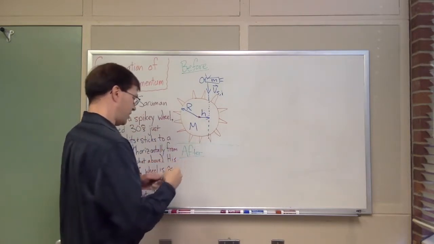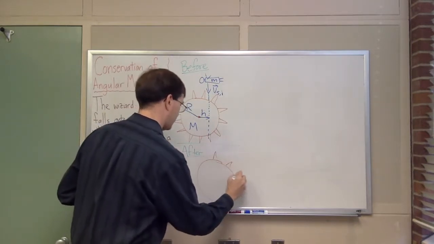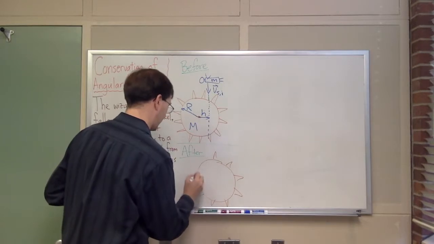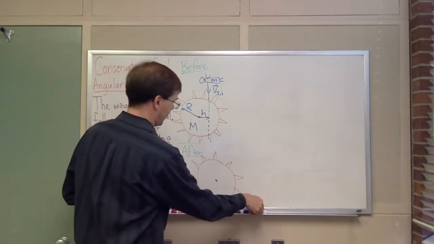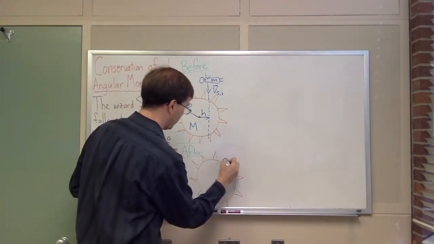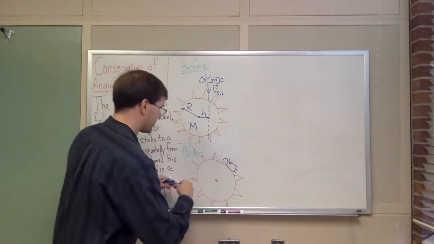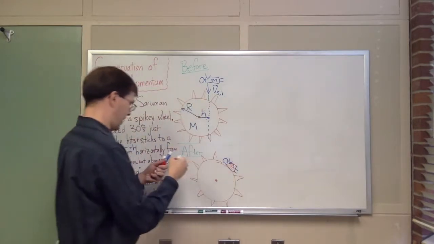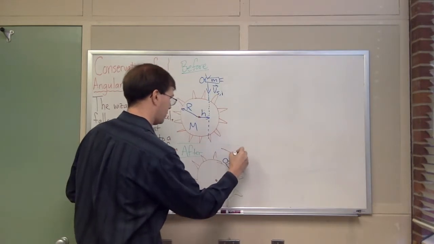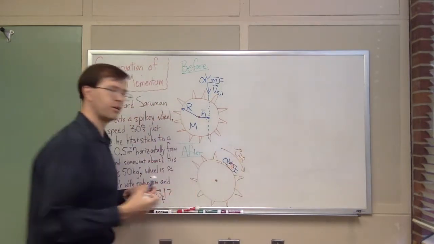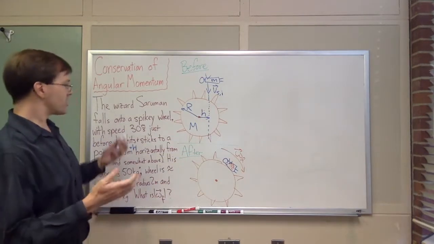My after picture is simpler because it just has the spiky wheel, one spiky wheel, and it's got, I guess, an impaled Saruman over here. It's rotating with some omega final, some final angular velocity that we expect the whole system to be rotating around that central axle. So there's my before and after.